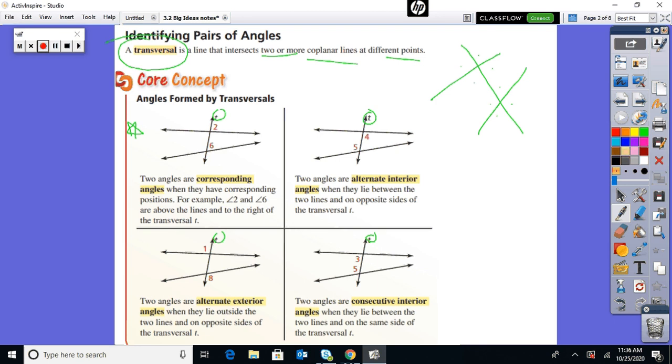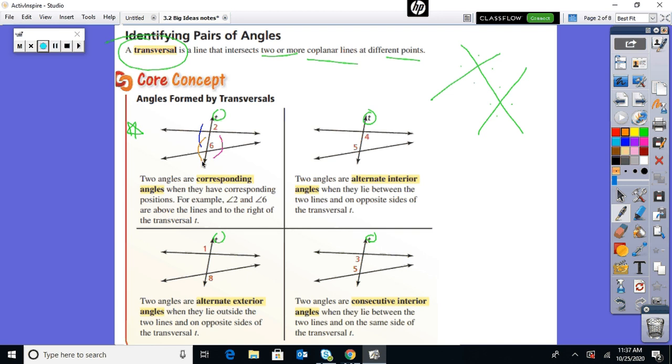So angle 2 is in the top right-hand corner. Angle 6 is in the top right-hand corner of the pairs of angles that are created. So if we would have this angle with this angle, and this angle with this angle, and this angle with this angle. They just gave you two for a pair of them, for example, 2 and 6, but you would actually have four different pairs of corresponding angles when this scenario happens.